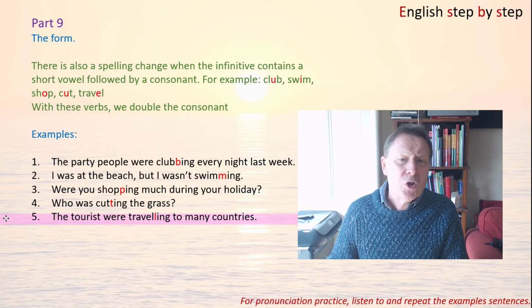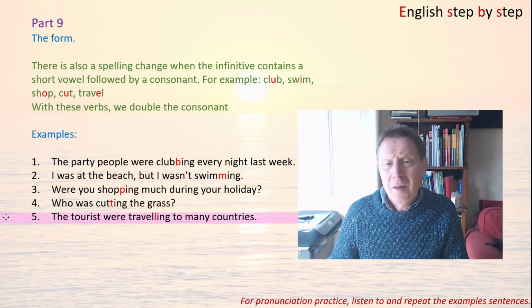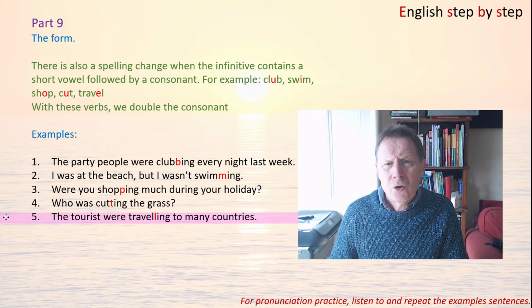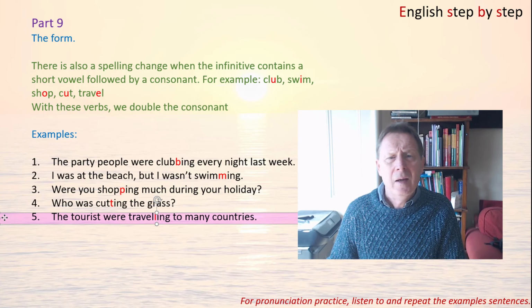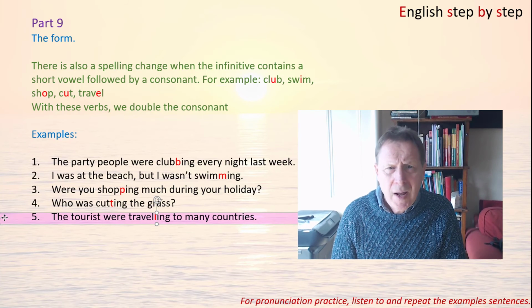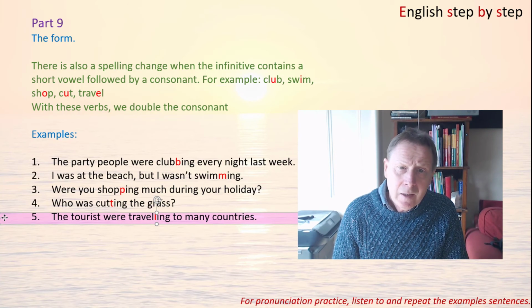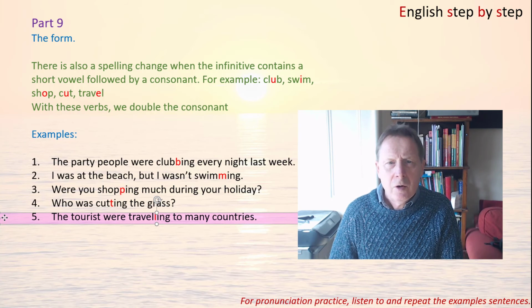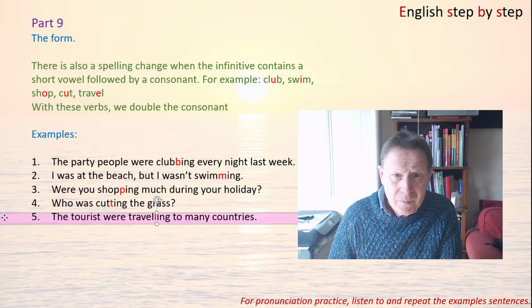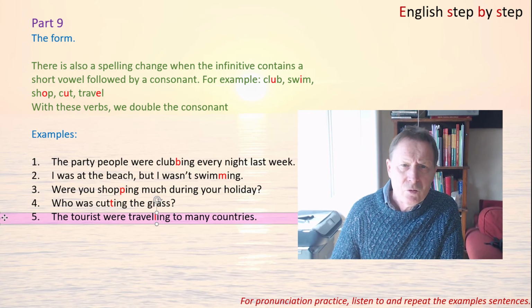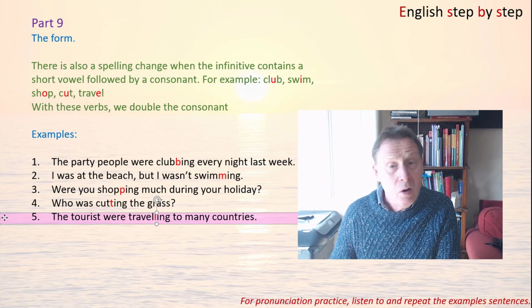The tourists were travelling to many countries. Double L after the short vowel E. Now, one point to make about this last example, travelling. In American English, in American dictionaries, in American texts, there is no double L. But in British English, we keep to this rule about the double consonant after the short vowel.